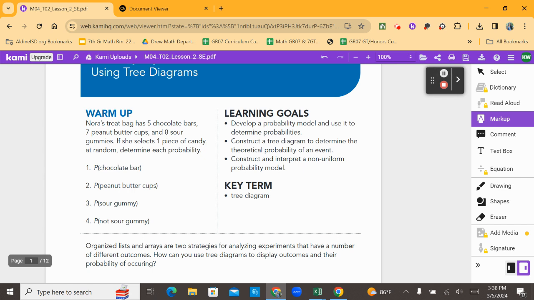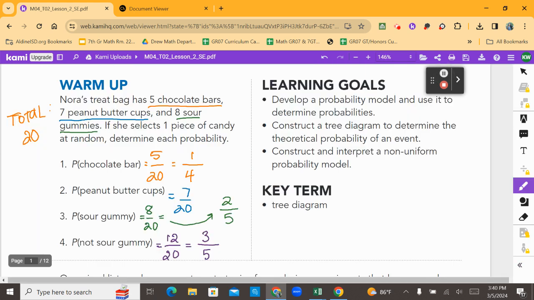Alrighty, now that you've had time to work, let's compare answers. For number 1, the chocolate bar, let me back up. First thing you should have done is total up all of those treats that are in the bag. There are 20 total. And then identify the probability. So the probability of selecting a chocolate bar is 5 out of 20 because there are 5 chocolate bars. And that number can be simplified. We do have to simplify these probabilities.